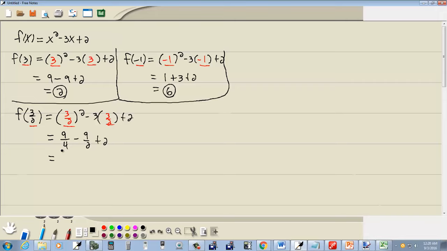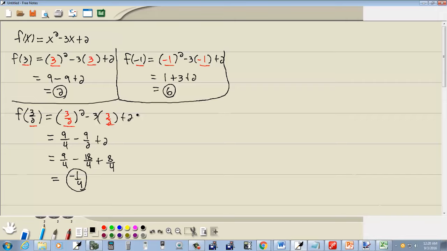Now we want to get a common denominator, which would be 4. So we got 9 over 4 minus. Now for this fraction, we multiply the denominator by 2 to get our new denominator. So we multiply the top part by 2. 9 times 2 is 18. And I can rewrite the 2 as 8 over 4. So then, they all have the same denominator, so I'll add the numbers on top. 9 minus 18 is negative 9, plus 8 gives us negative 1/4.